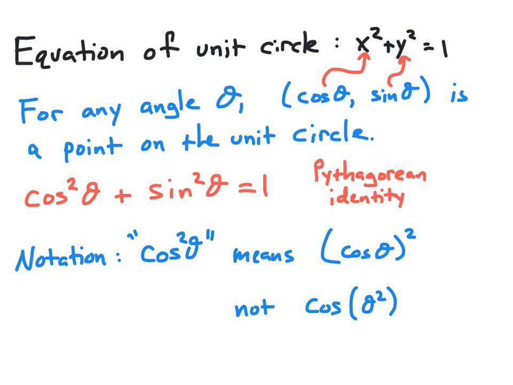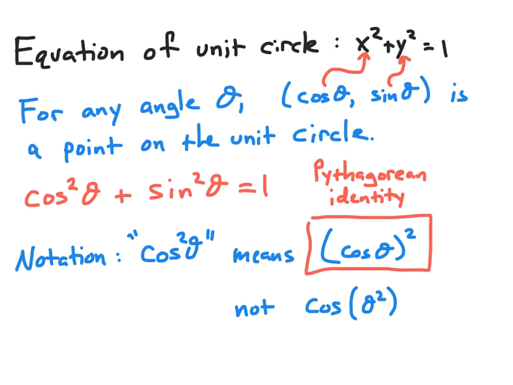There is one piece of notation that deserves some discussion about this equation, and that is what exactly we mean by cosine squared of theta. This is something that is very customarily done with trig functions to try to avoid confusion. The expression cosine squared of theta is going to mean the cosine of theta quantity squared.